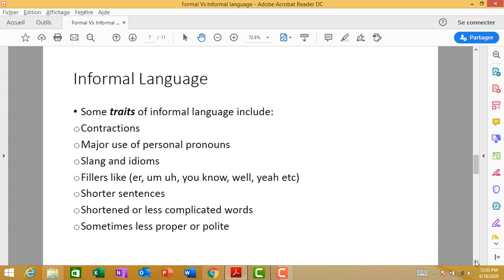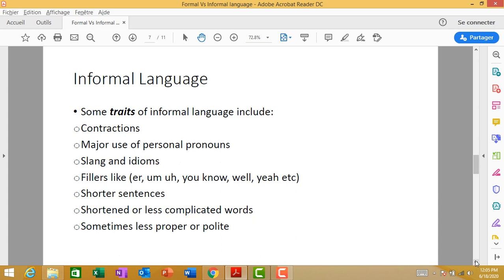And informal language, as you might have guessed, is going to use a lot of personal pronouns. It's kind of the opposite of formal language, and it uses a lot of slang and idioms which you don't use in formal language. And it uses a lot of fillers.